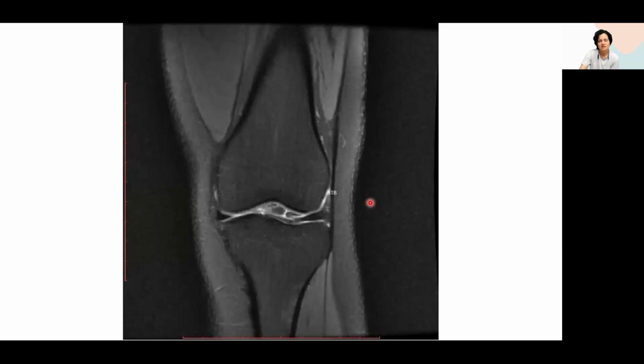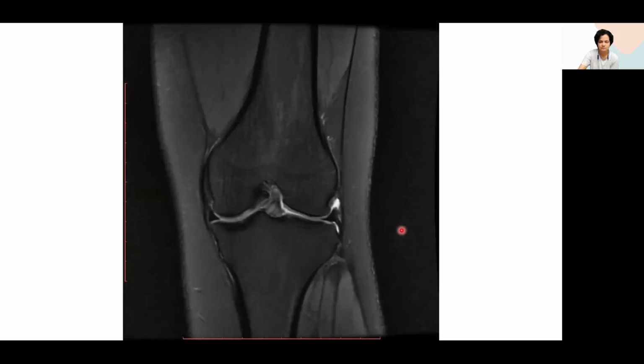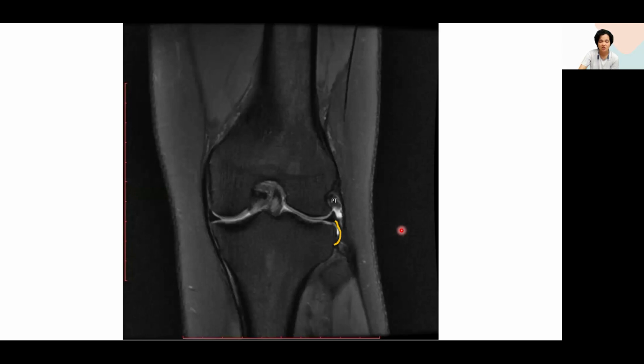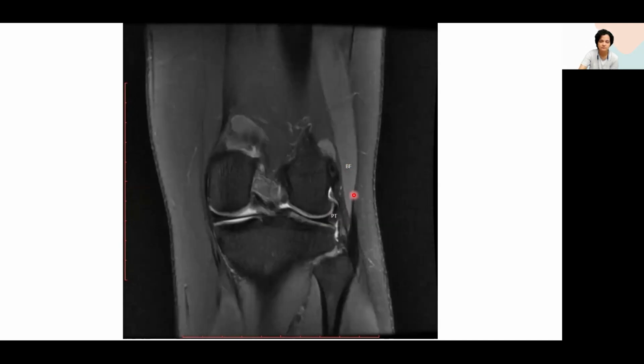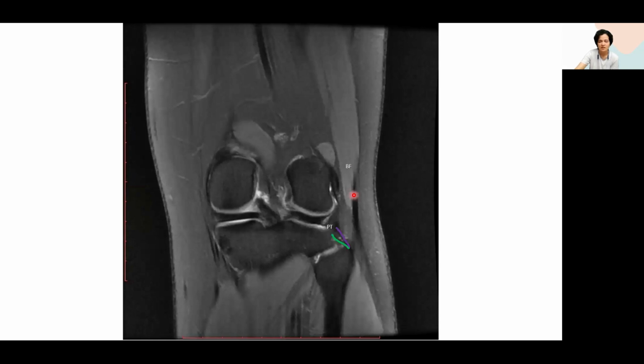On coronal view, again, we can see this is the iliotibial tract, which is attaching over the Gerdy's tubercle. This is the anterolateral ligament, which is another important structure on the lateral side. We have the popliteus tendon here. Slightly posteriorly, this is the lateral meniscus, and the popliteus tendon lies in close relationship with it. We have the lateral collateral ligament and the biceps femoris tendon. We can see the popliteofibular and arcuate ligament also here.